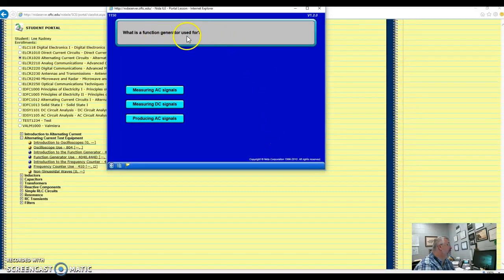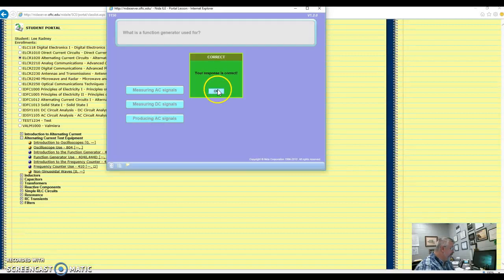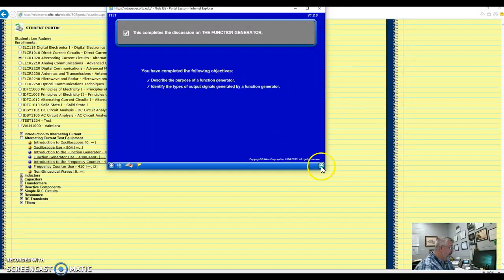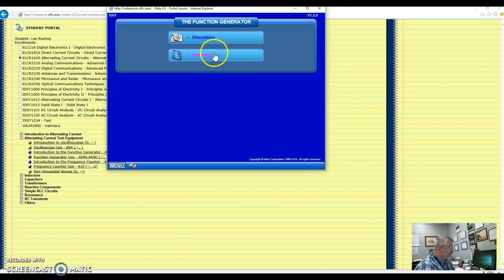So what is a function generator used for? It is not used for measuring. Remember, this is a device that does output. Scope would measure AC signals. Scope can measure DC, or a digital voltmeter can do that, but the function generator is used for producing AC signals. So that's pretty much it.